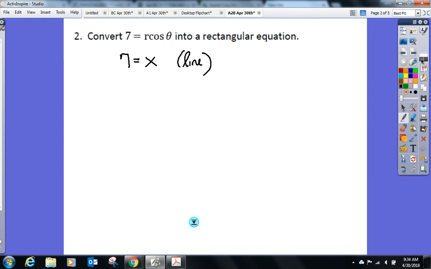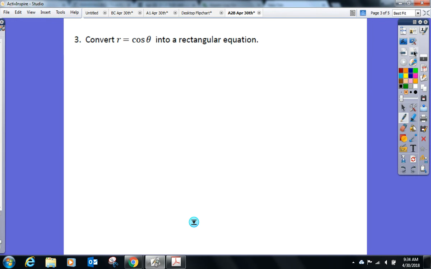And now we're going to get a little crazy. R equals cosine theta. Put that into rectangular. I don't know.